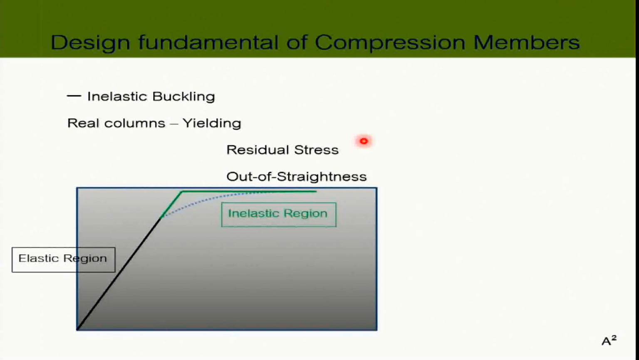So two things now. And the last thing, my advisor calls it out of straightness. Because when you manufacture the column, how can you be sure that your column is perfectly straight?